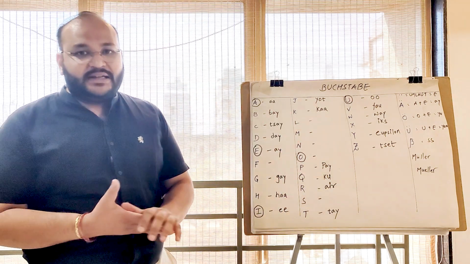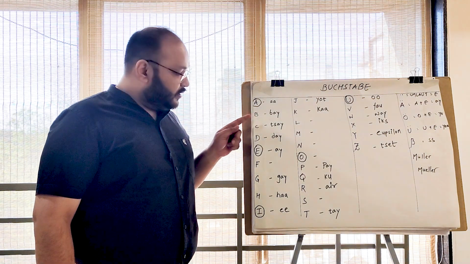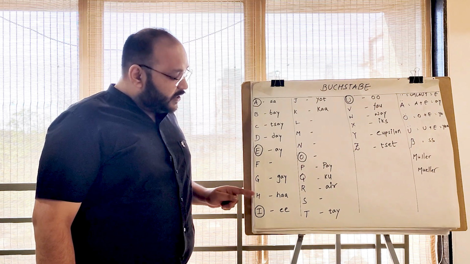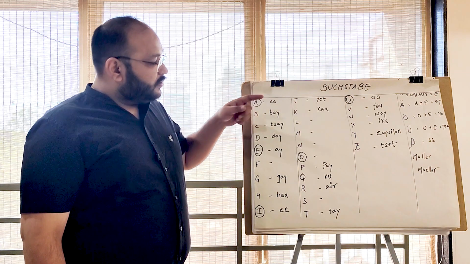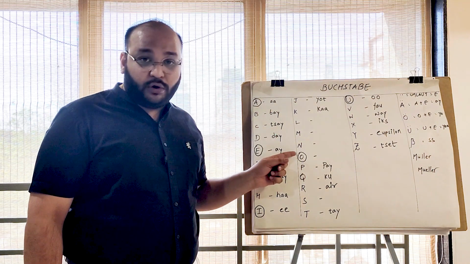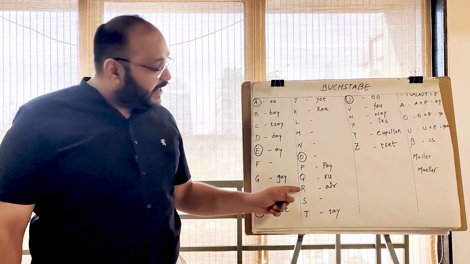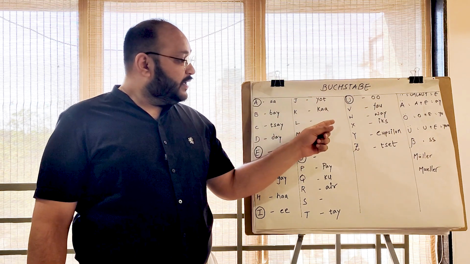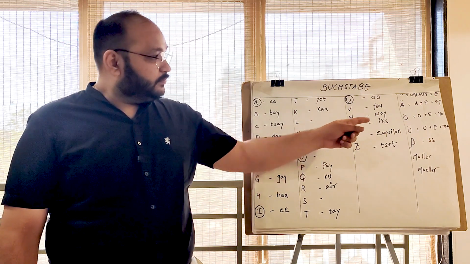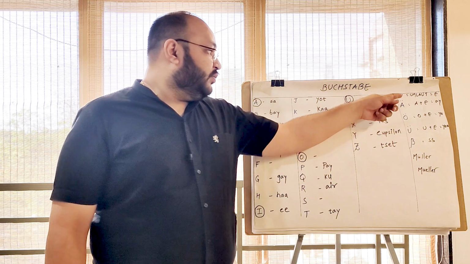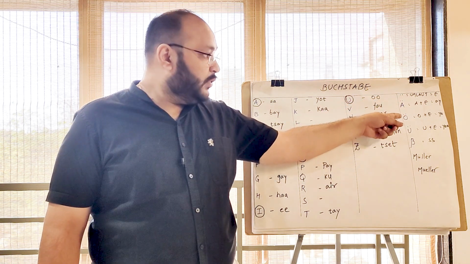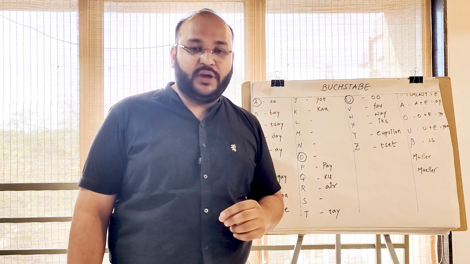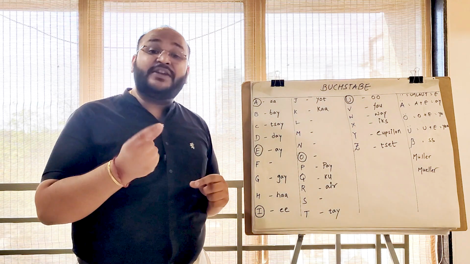Okay, so once again, let's do this entire thing. A, B, C, D, E, F, G, H, I, J, K, L, M, N, O, P, Q, R, S, T, U, V, W, X, Y, Z. And then apart from these 26, we have 4 extra: A umlaut, O umlaut, U umlaut, and the hissing sound S. So this is the pronunciation of individual letters.